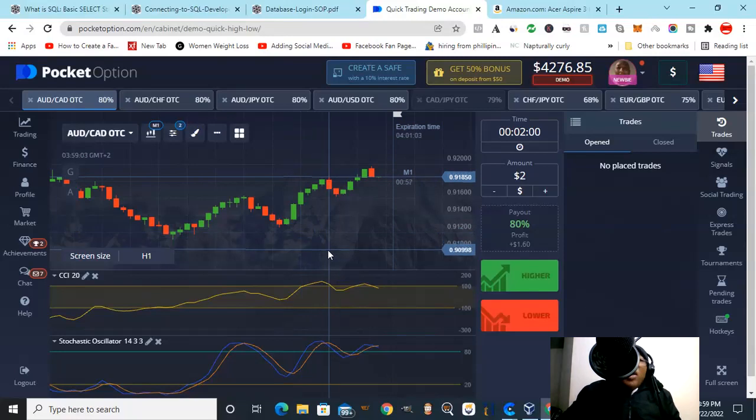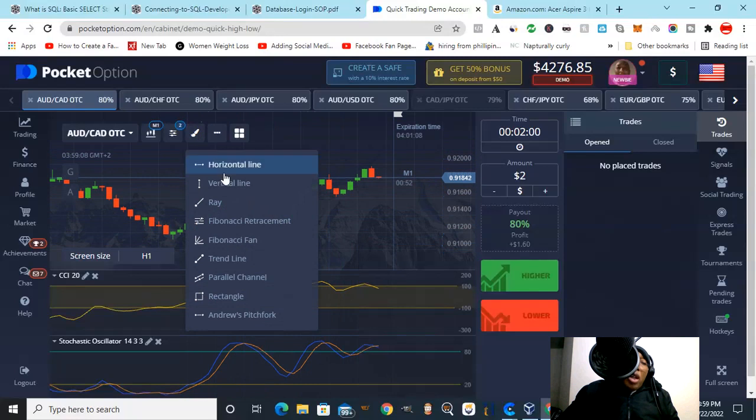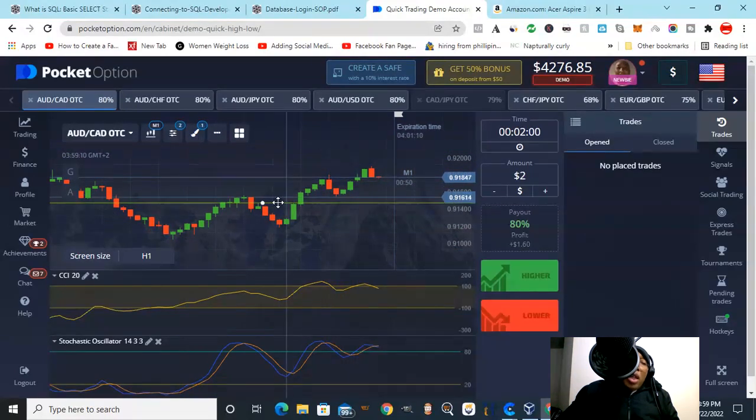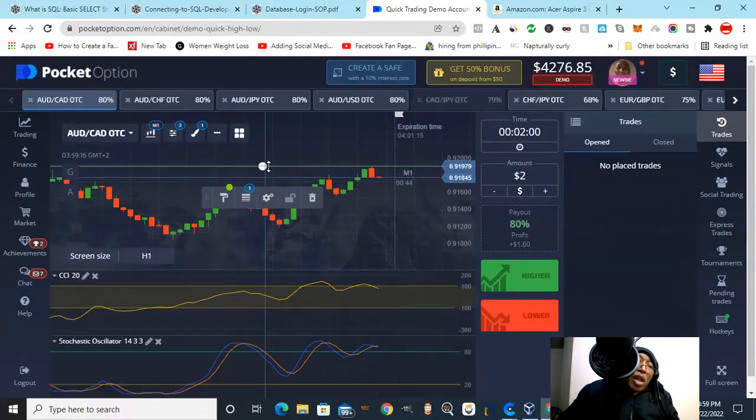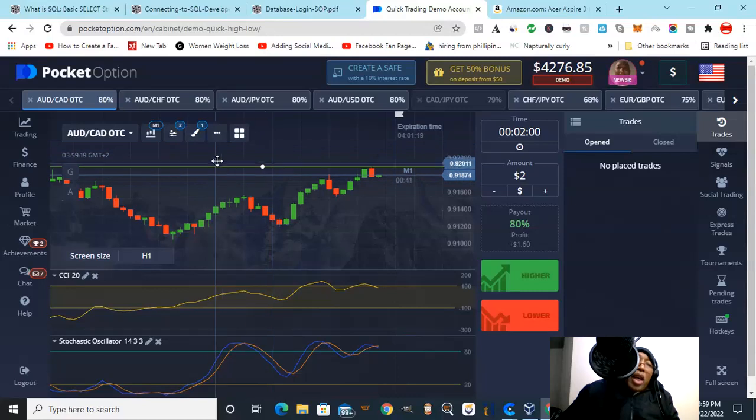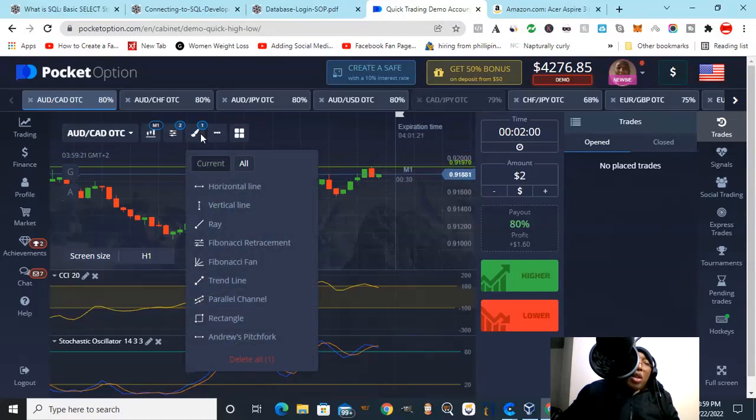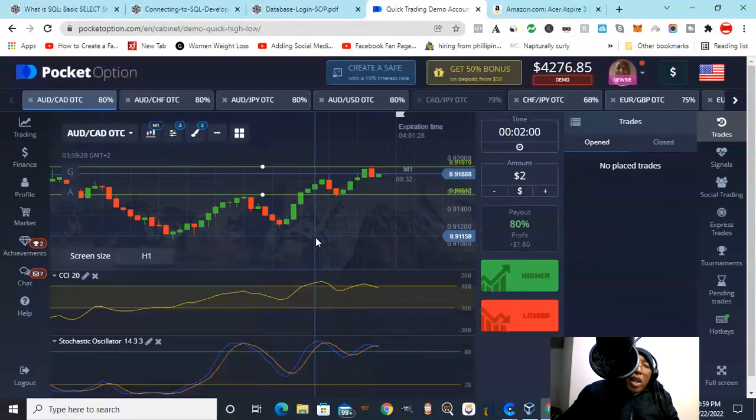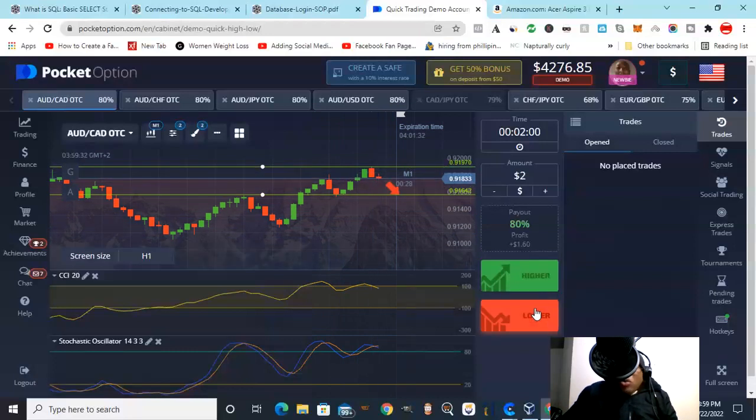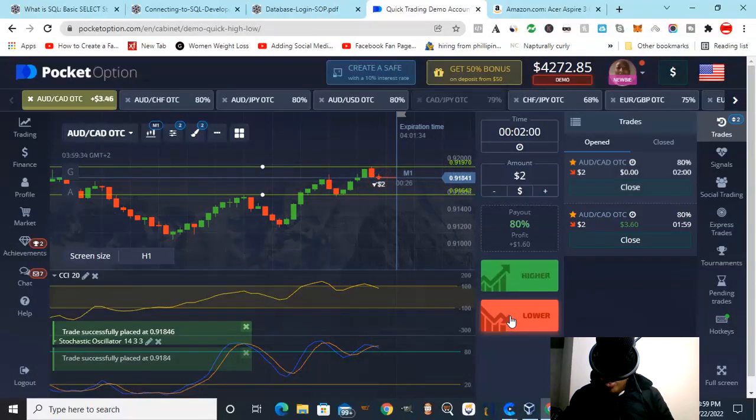Okay. All right, guys. So let's put our line. So you come right here and you press the horizontal line, and you can move the lines accordingly. So I'm going to put one here. So that would be our resistance line right there. Okay. And we can also put another one here. That's going to be our support line. Right here, it shows you there's some support right there. So you can see now it's actually going down, so we can take a sell option trade here.